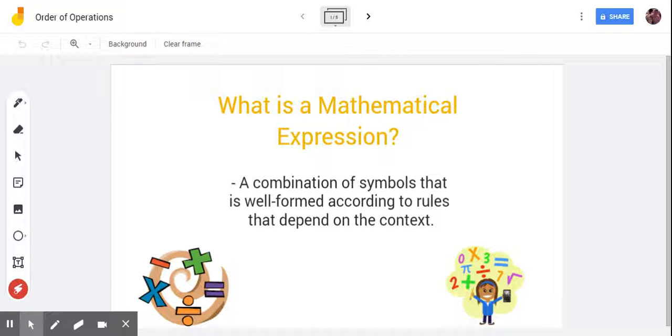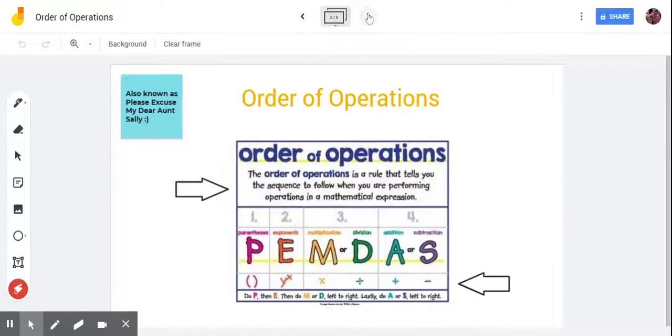I just wanted to give y'all a brief lesson on mathematical expressions before I go into order of operations later in this lesson. So, a mathematical expression is a combination of symbols that is well formed according to rules that depend on the context. One of these rules that it's talking about is the order of operations. The order of operations is just a set of 4 steps, as you can see here, that tell you where to start when looking at a mathematical expression.